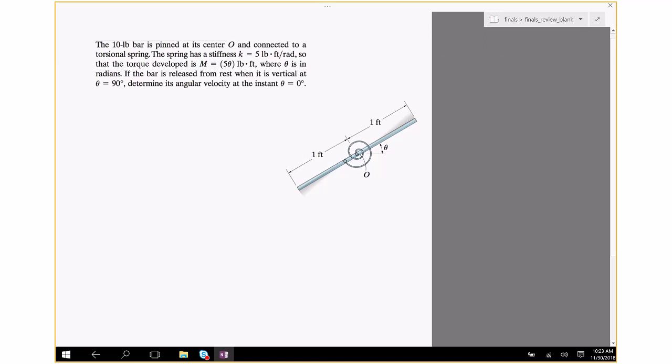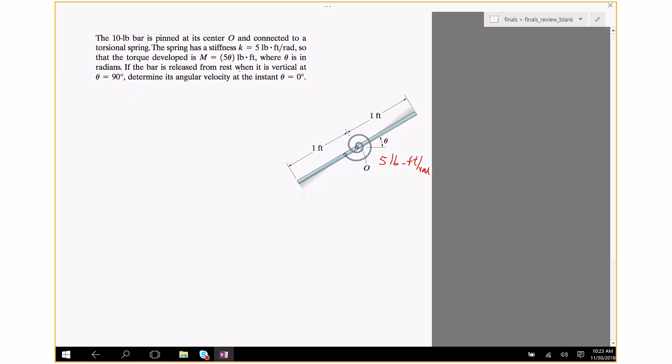The 10-pound bar is pinned at its center O and connected to a torsional spring with a spring constant of 5 lb-feet per radian, so that the torque developed is 5 theta. Okay, so this 5 theta comes from the spring, where theta is in radians. If the bar is released from rest when it is vertical at theta equals 90, determine its angular velocity when theta equals 0. So initially the bar is this way, and finally it is this way.